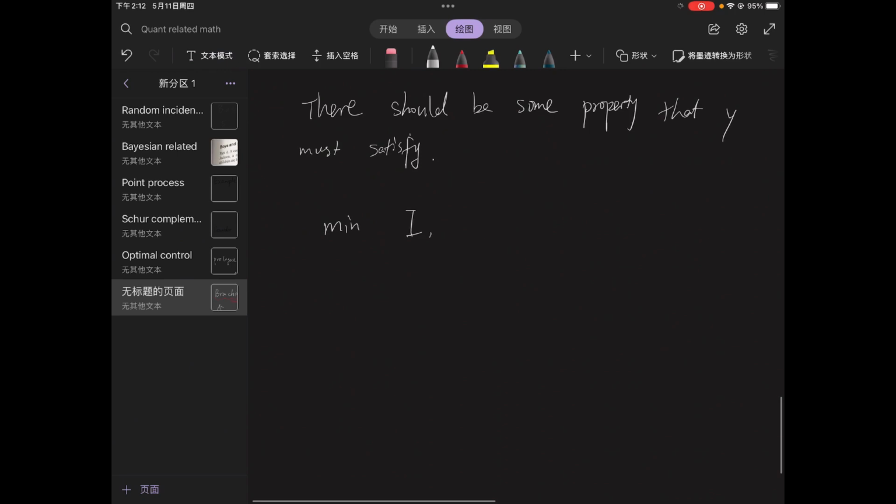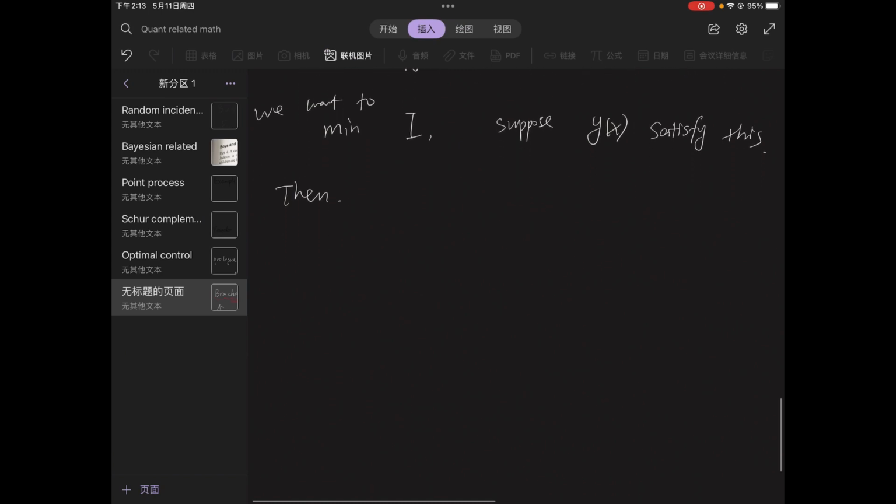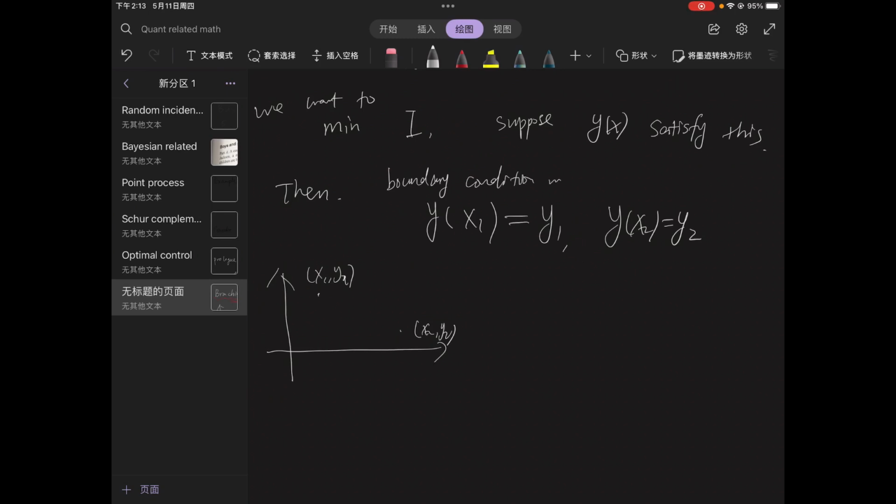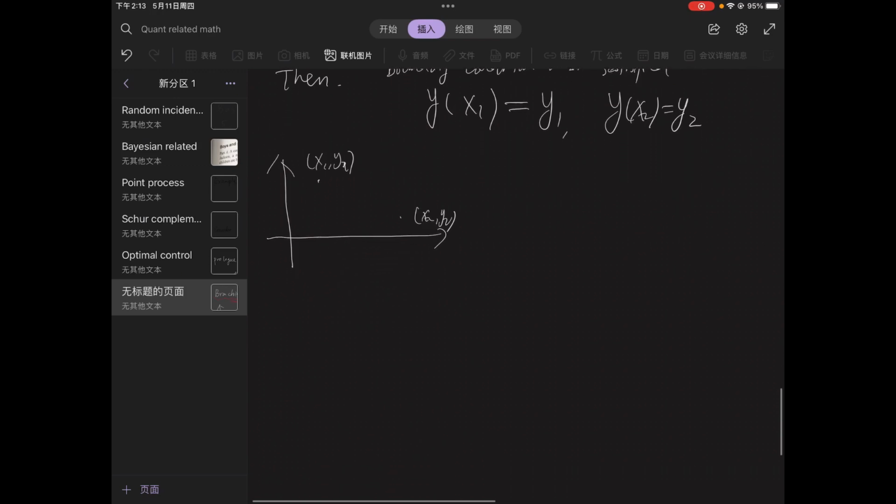Let's suppose we want to minimize this I, and suppose y(x) satisfies this. Then what do we get? Then we first know that y(x1) should equal y1, and y(x2) is equal to y2, because now I have a function, let's make it more general, from (x1, y1) to (x2, y2). This is the boundary condition. The boundary condition must be satisfied. And then we have the boundary conditions.